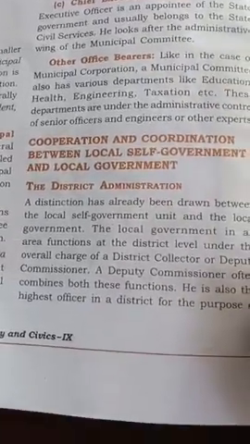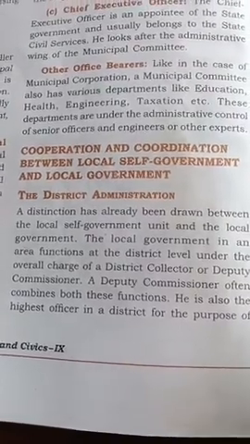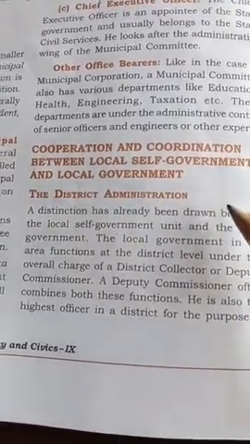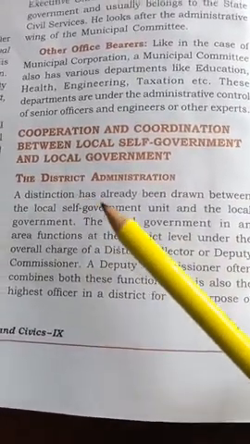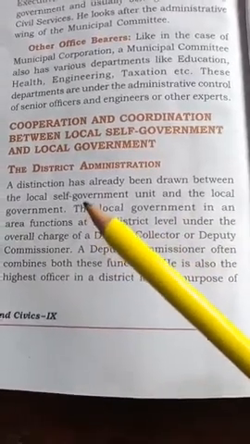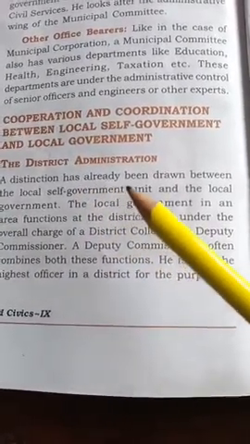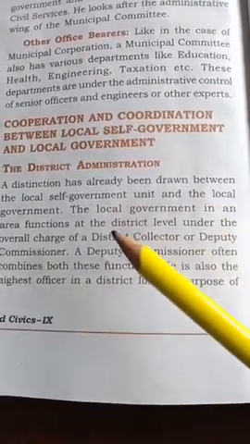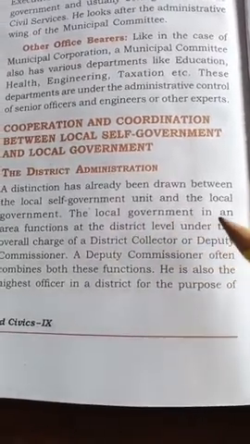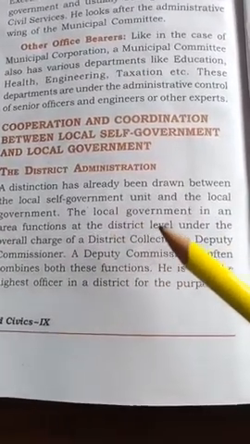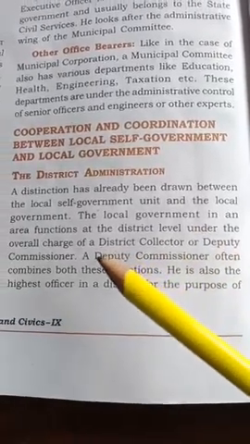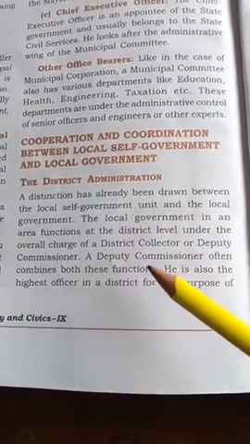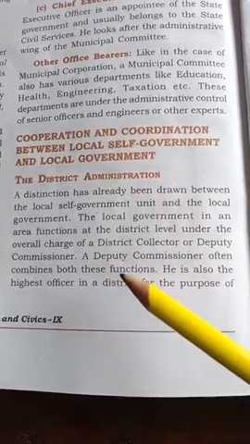Next, we have to see the cooperation and coordination between the local self-government and local government. It is very important. The district administration. The distinction has already been drawn between the local self-government unit and the local government. The local government in an area functions at the district level under the overall charge of the district collector or deputy commissioner. A deputy commissioner often combines both these functions.